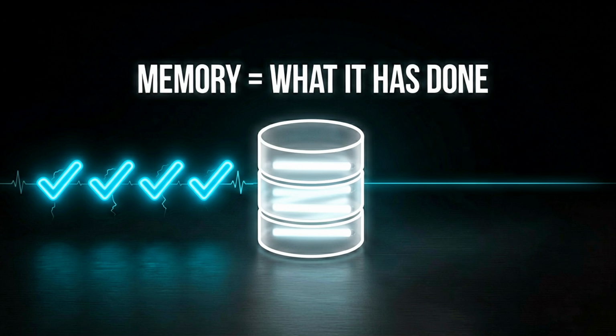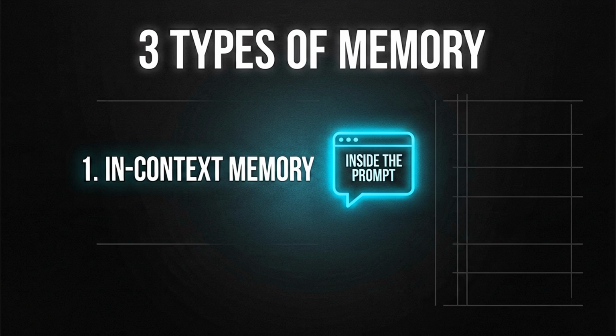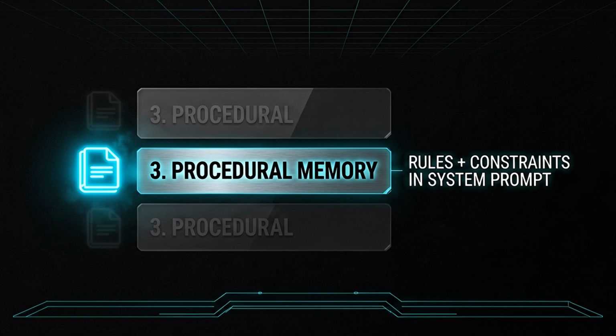Memory is how the agent knows what it has already done. Without memory, every step is the first step. The agent forgets its own work. There are 3 types: in-context memory, which lives inside the prompt window; external memory, which lives in a vector database or file system; and procedural memory, baked into the system prompt as rules and constraints.